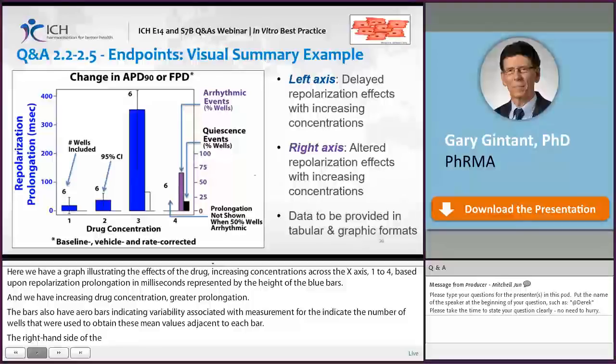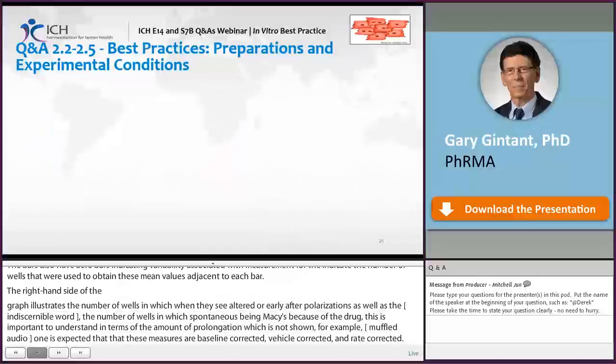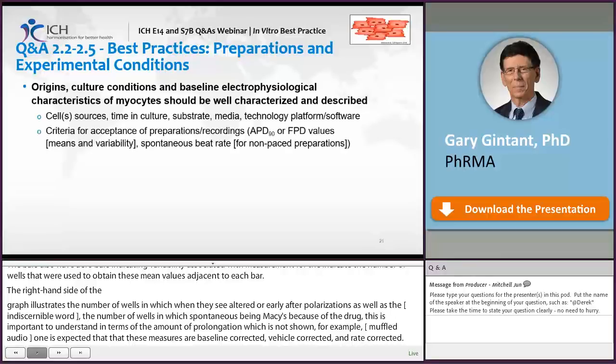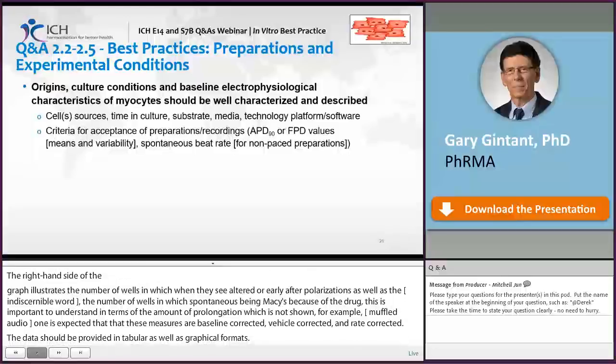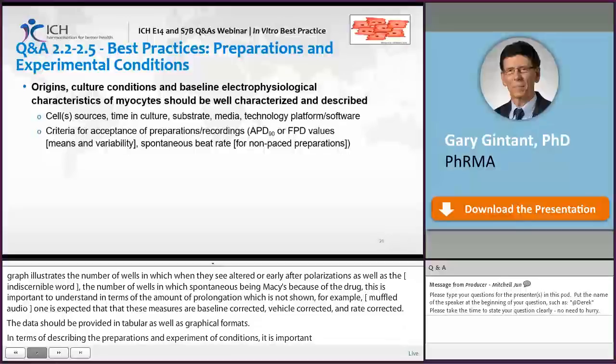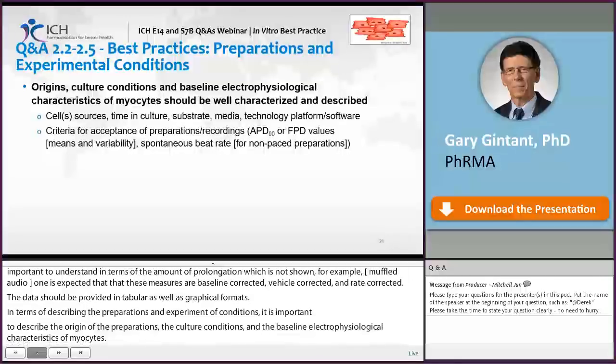And again, it is expected that these measures are baseline corrected, vehicle corrected, and rate corrected. And the data should be provided in tabular as well as graphic formats. In terms of describing the preparations and experimental conditions, it's important to describe the origin of the preparations, the culture conditions, and the baseline electrophysiological characteristics of the myocytes. So here we're talking about the cell sources, the time in culture, the substrate the cells are grown upon, the media that's used, as well as the technology platform.